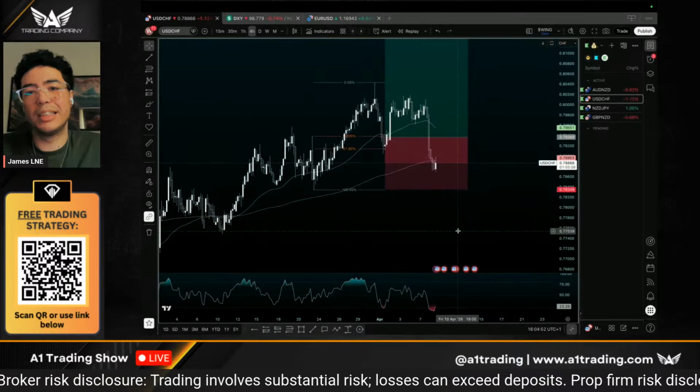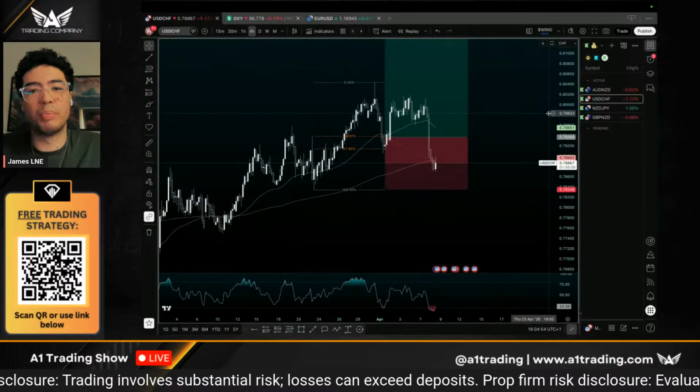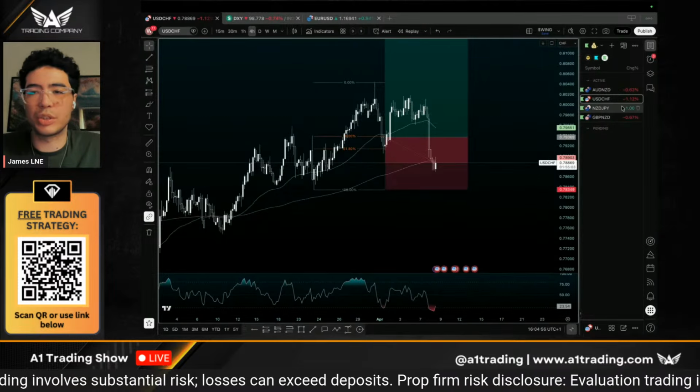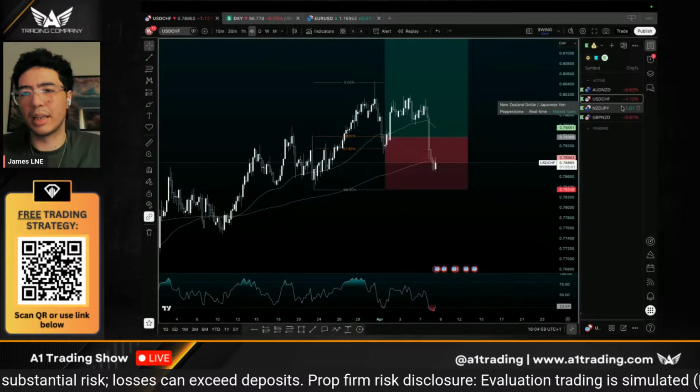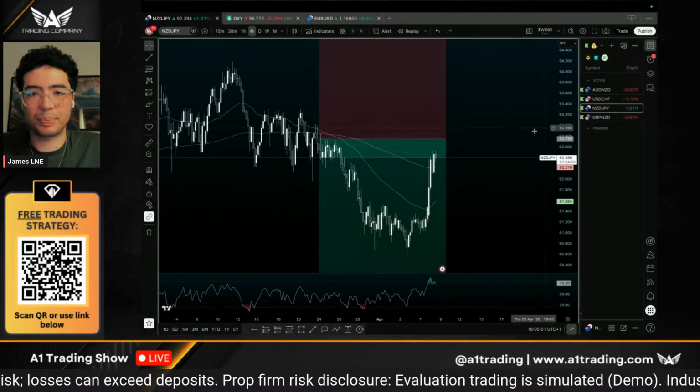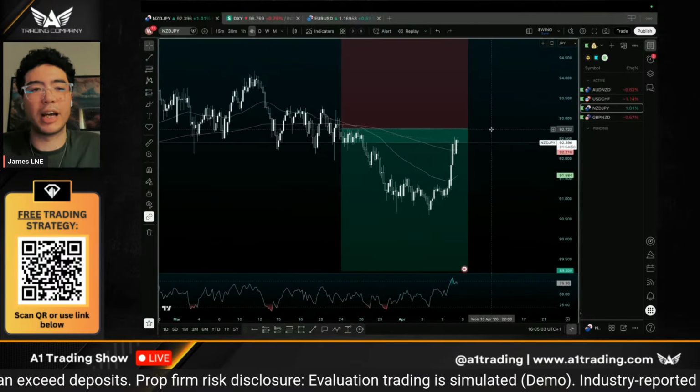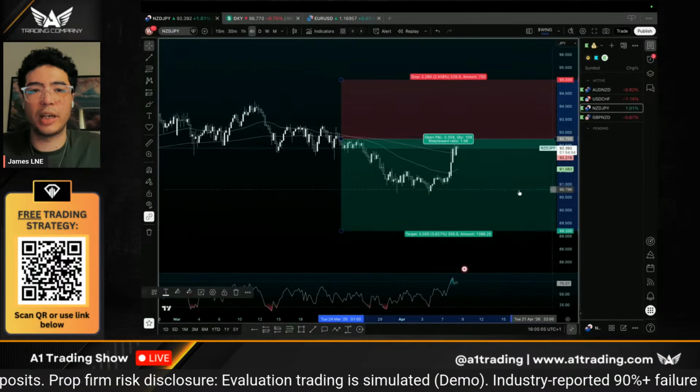Dollar Swiss, maybe not looking so good, but again, I will let this position run, especially with the fluctuation in headlines. I'm happy to just leave it. It is what it is. New Zealand yen is actually break even. I'm personally not in this trade, but it was called in my Discord.